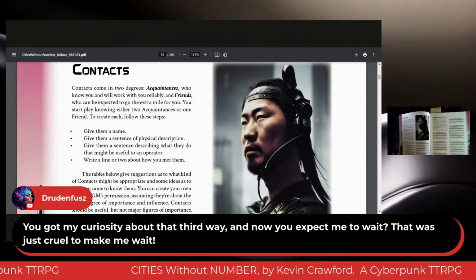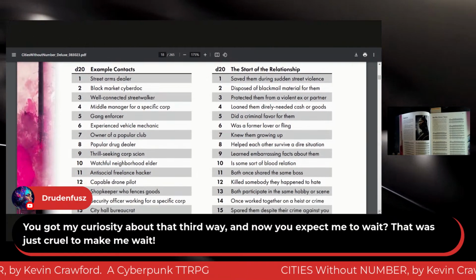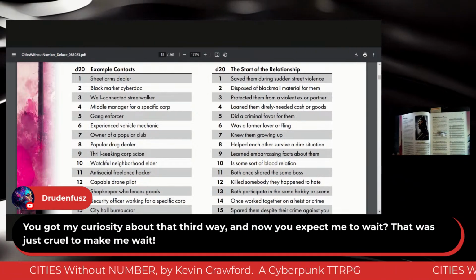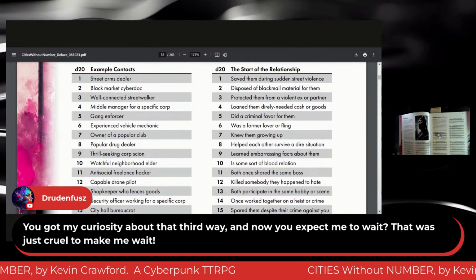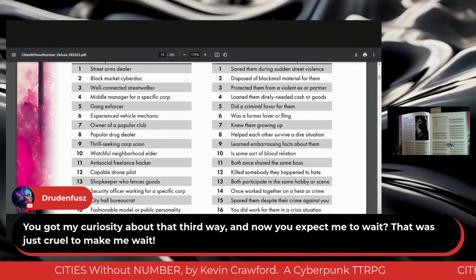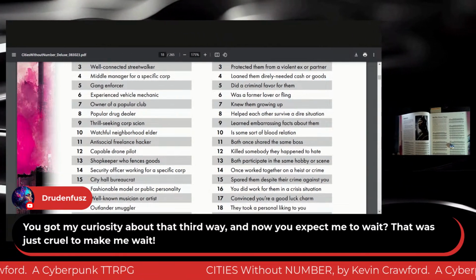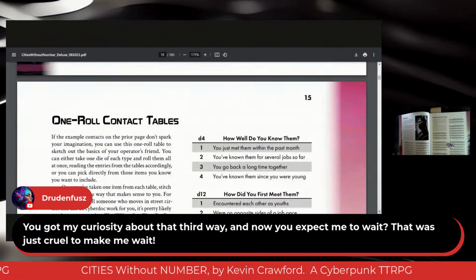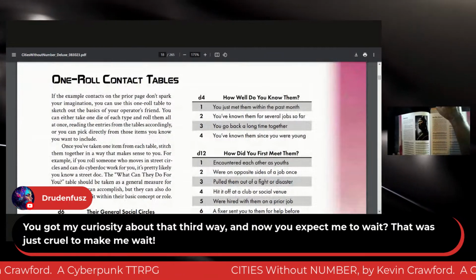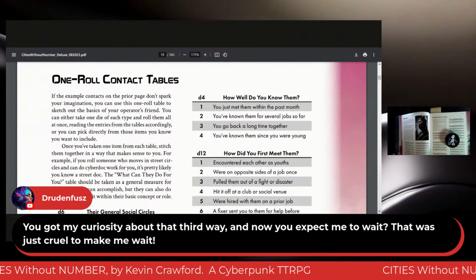To me, it's a lot about wants and needs. But again, D20 tables about example contacts. A security officer working for a specific corporation and started a relationship. Let's move down a little bit. Convinced you're a good luck charm. That's kind of cute. I like that. And of course, we have our one roll contact tables, and I like these. These are fun because it uses our classic six dice, D4 through D20, and you get to roll them.